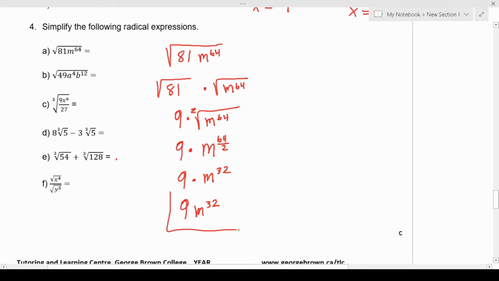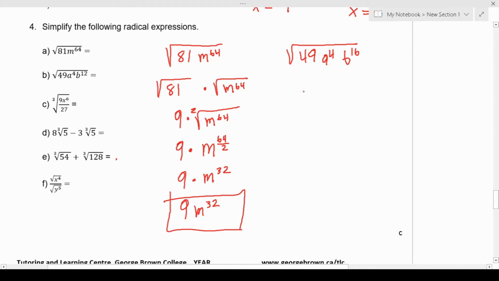Okay, so we simplified this first one. Again, whenever possible, you want to get a perfect square or a perfect cube, because as you can see, it saves you a tremendous amount of work. We went right from the square root of 81 to 9. Okay, so let's look at b now. We have the square root of 49, a to the 4th, b to the 16th.